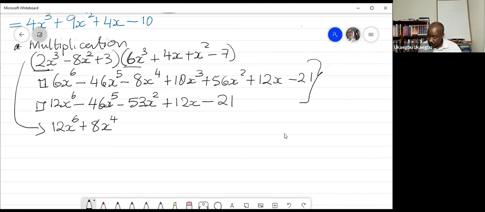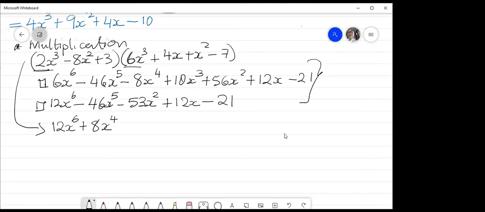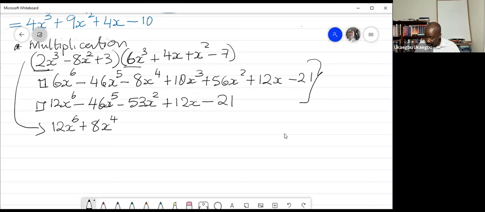But let's do the first one first. 2x cubed multiplied by x squared should give us plus 2x raised to power 5. Then 2x cubed multiplied by negative 7x should give us minus 14x to the third power. We are done with that.